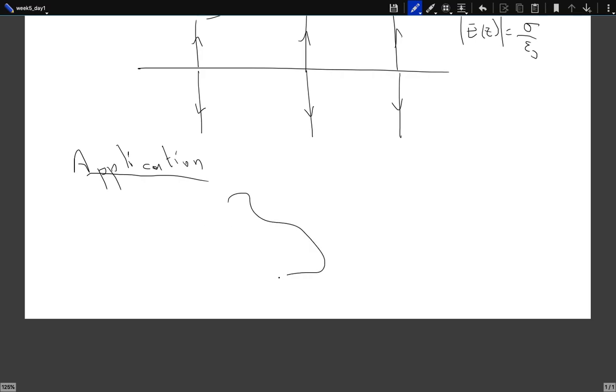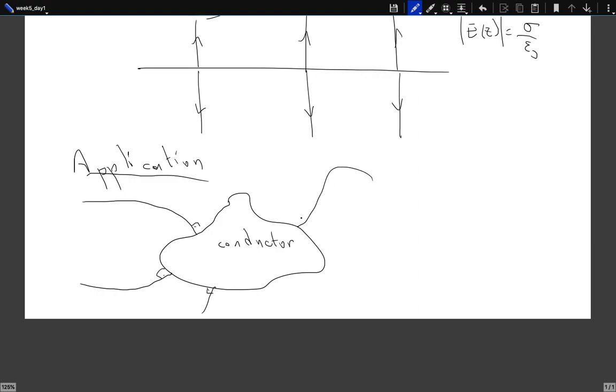Let us imagine that we have an arbitrary conductor. This is a conductor. We can put it in an electric field. Let's say the electric field looks something like this. We had already discussed that on the surface of the conductor, the electric field has to be perpendicular to the conductor.